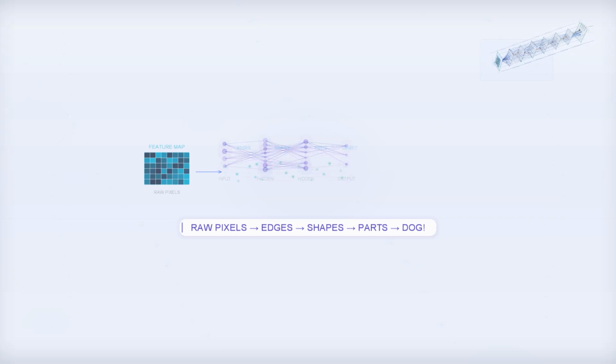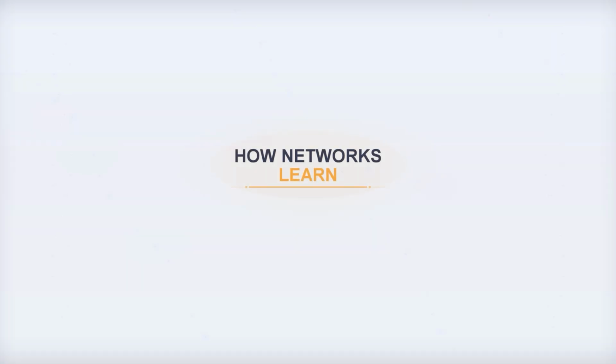The next layer groups edges into textures and shapes. Deeper layers recognize familiar parts like eyes and fur. The final layer puts it all together. That's a dog. All of this happens in less than 50 milliseconds. How does a neural network learn to see?